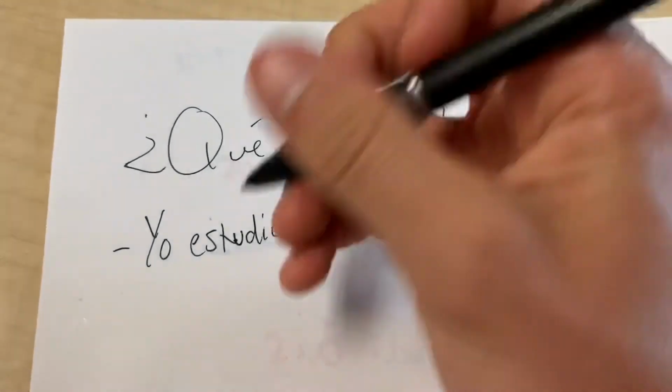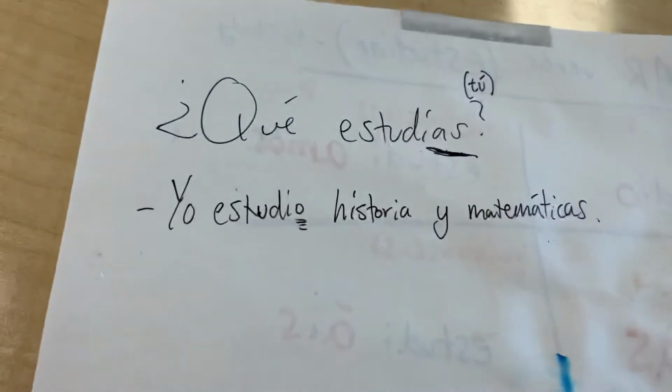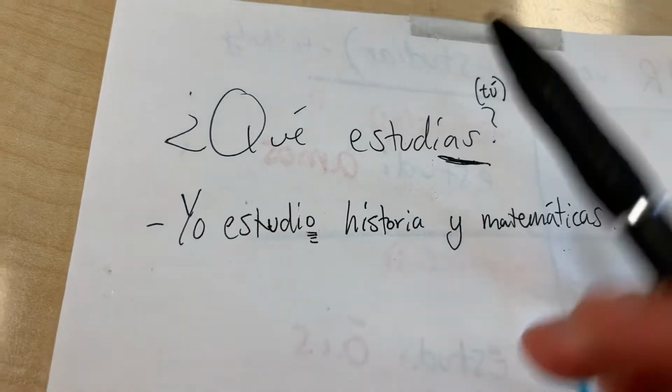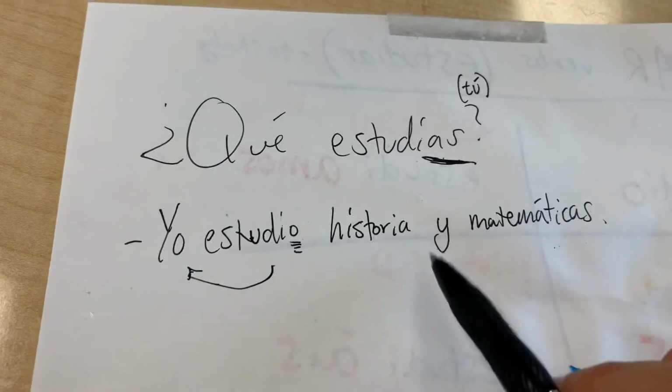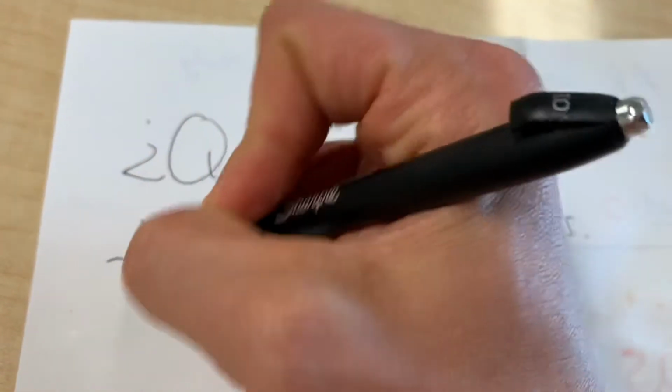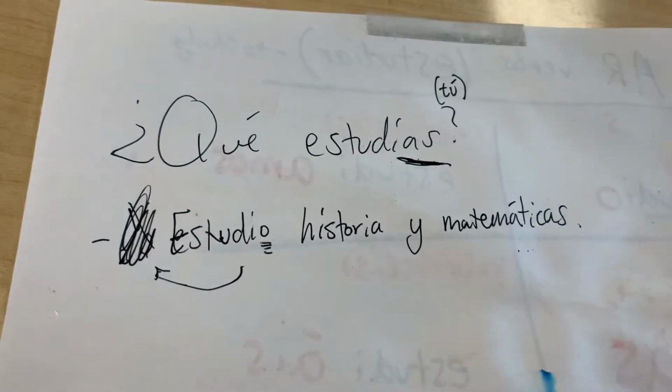I am studying, notice again, the ending, O. This implies that I'm referring to myself, right? Yo estudio historia y matemáticas. Therefore, I really don't even need to say yo. I can just say estudio. But if I leave it in there, it's not a problem.